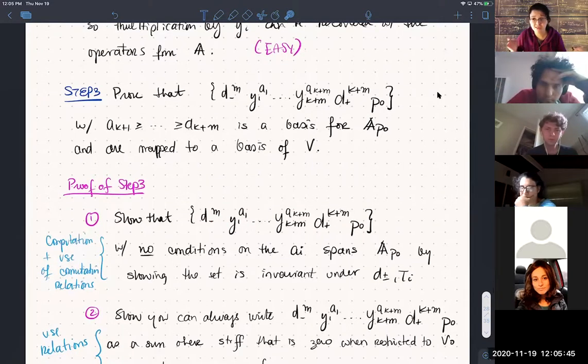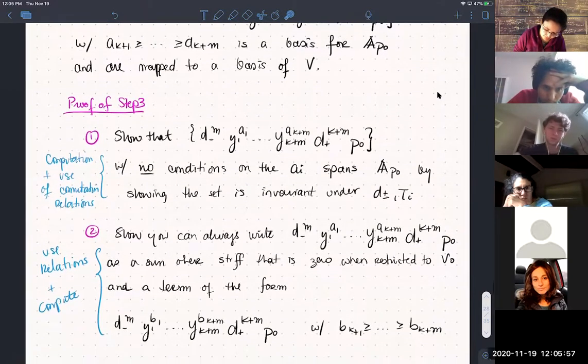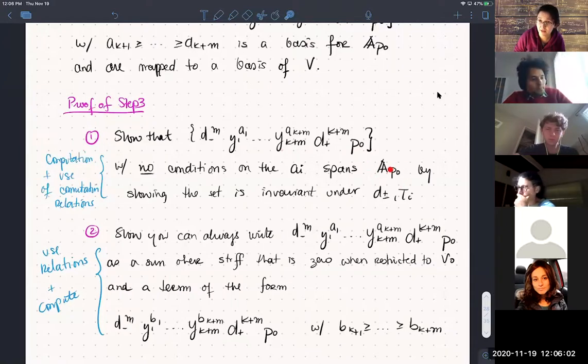This is not hard. It's tedious, but it's not hard. You just compute it, and then you use all these commutation relations between the TIs, the D minuses, and the slew of relations that you have to get it. But it's very straightforward. Good. So that shows that this spans this vector space.